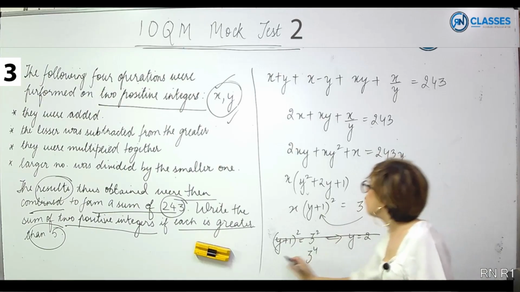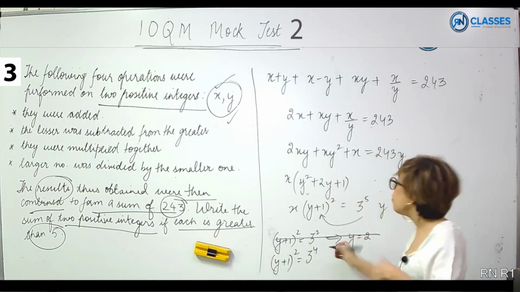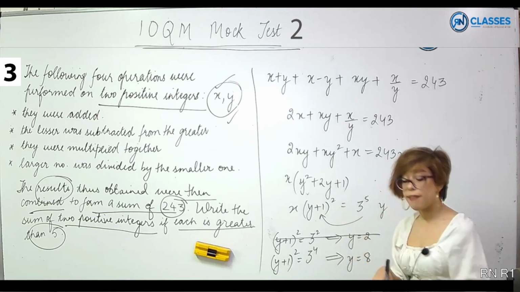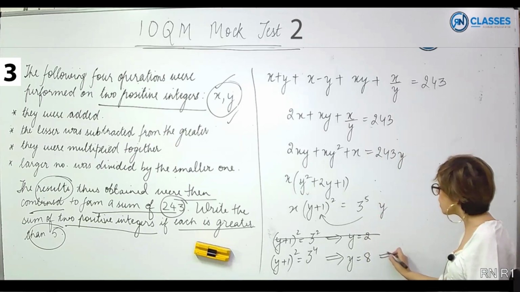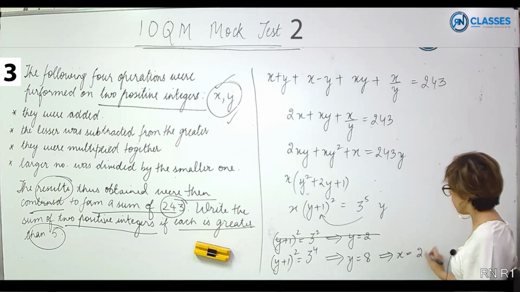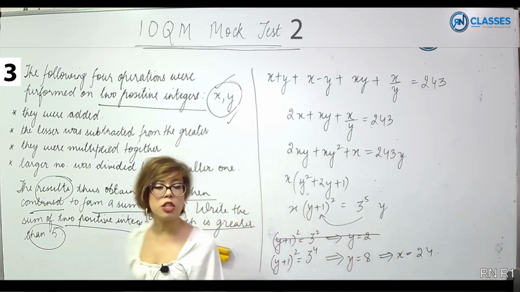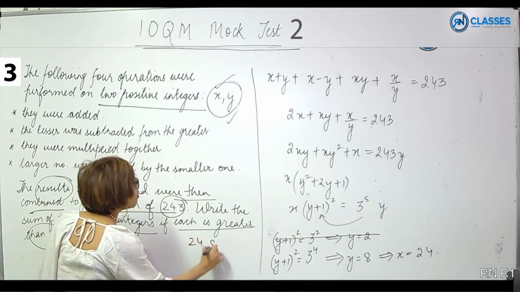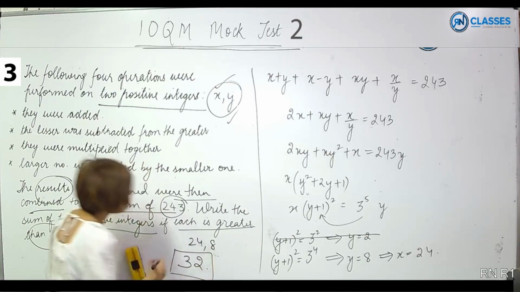Second case, y plus 1 whole square is equal to 3 raised to 4. From here, I can find that y is nothing but 8, which is greater than 5. Now, if y is 8, I can get the corresponding value of x. X will turn out to be 24. So, he says write the sum of two positive integers. First integer is 24, second integer is 8. I want the sum. That means the answer for this question is 32.